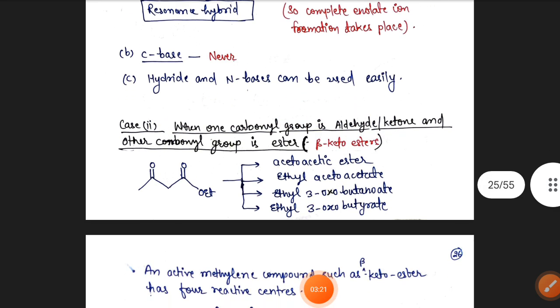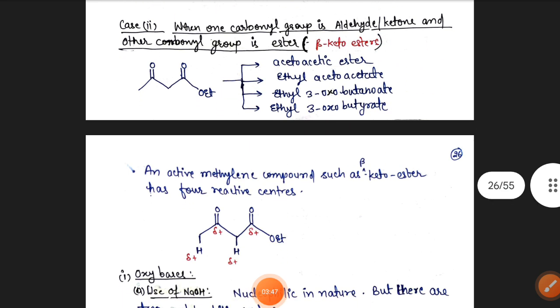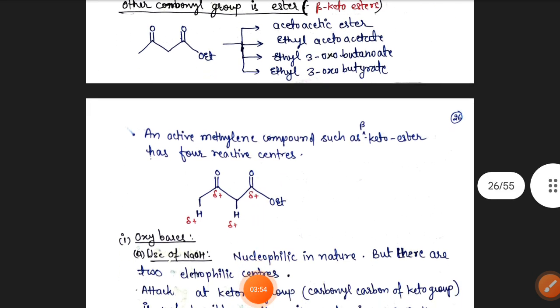Next, case 2: when one carbonyl group is an aldehyde or ketone and the other carbonyl group is an ester. This is a very important active methylene compound. Acetoacetic ester, ethyl acetoacetate, ethyl 3-oxobutanoate, ethyl 3-oxobutyrate. These are very important from your exam point of view. This is your example, and you have to remember all the structures, because questions are asked from these structures.